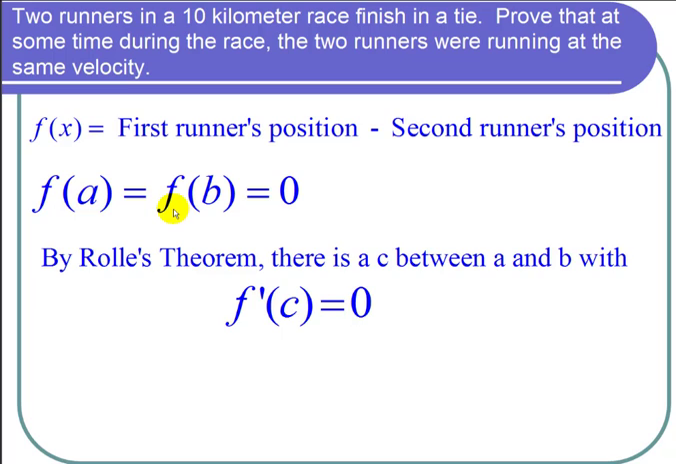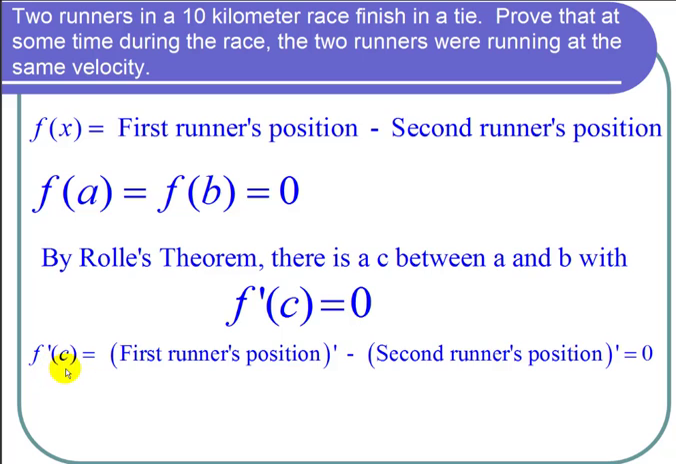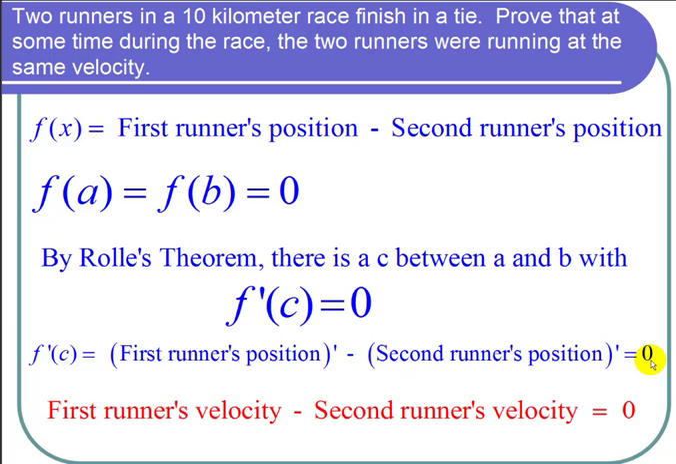Now f is a difference in the position function of the two runners. So f prime will be the difference in the velocity of the two runners. So remember, the velocity is the derivative of the position. So we can say that f prime of C is the derivative of the first runner's position minus the derivative of the second runner's position, which equals 0. And that means the first runner's velocity minus the second runner's velocity equals 0.